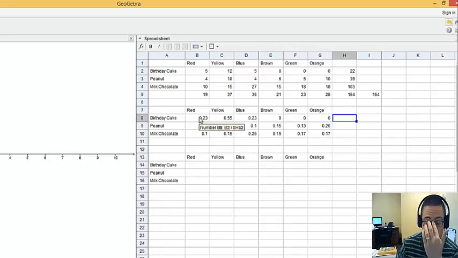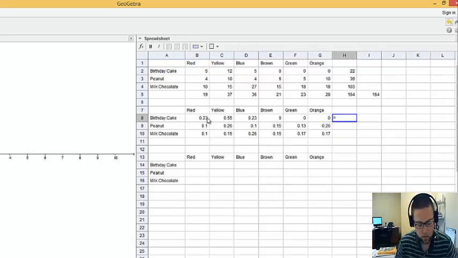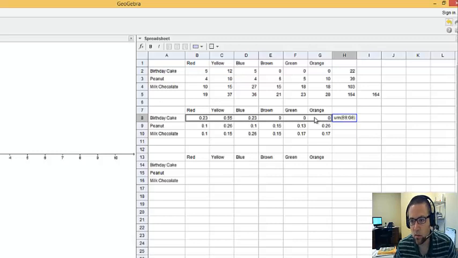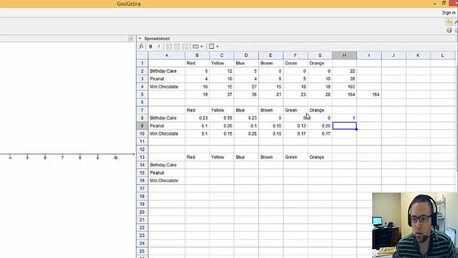Now this total, so add all of the relative frequencies together, should sum up to a total of 100%. So this should be equal to, if I sum them, the sum of all of these cells equals 1, which is 100%. And if I copy that down, they're all 100%.